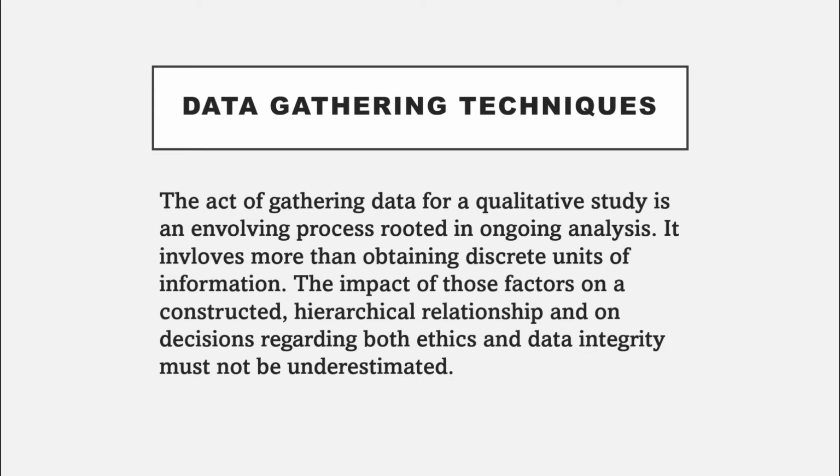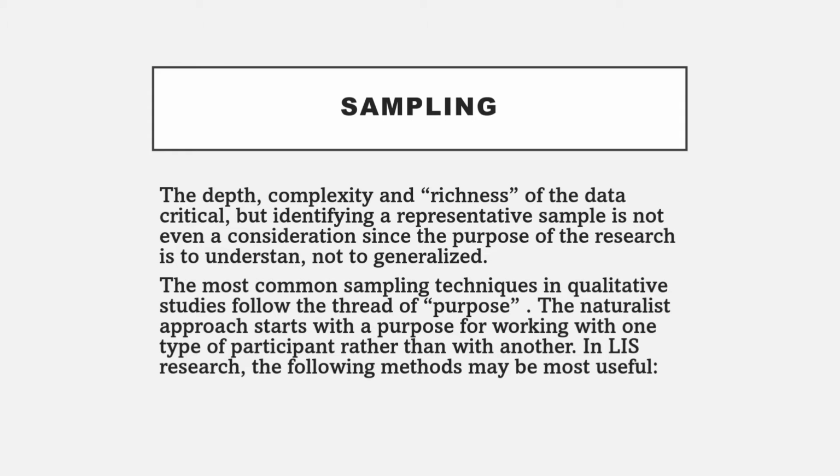Data gathering techniques. The act of data gathering for a qualitative study is an involving process rooted in ongoing analysis. It involves more than obtaining discrete units of information. The impact of those factors on a constructed hierarchical relationship and on decisions regarding both ethics and data integrity must not be underestimated. Sampling. The depth, complexity, and richness of the data are critical, but identifying a representative sample is not even a consideration since the purpose of the research is to understand, not to generalize.